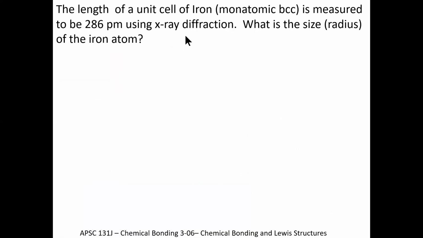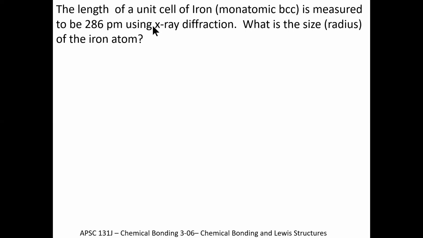All right. Now, another type of problem here, same concept. So we want to find the length of a unit cell of iron. It's measured and it's found to be 286 picometers. So that's what they're giving you.